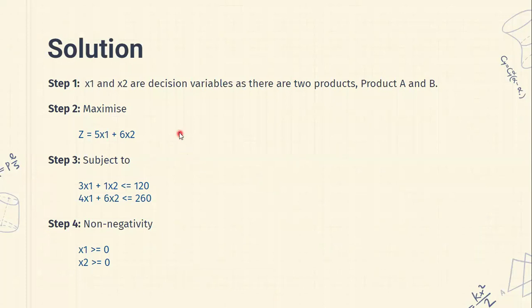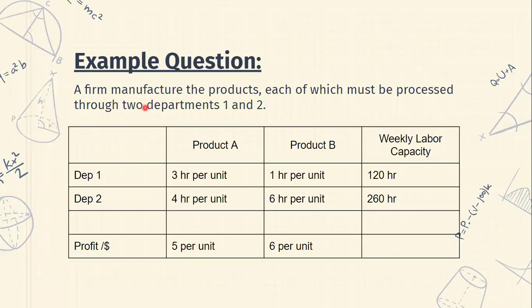Step number one is that you read the question thoroughly and identify the decision variables. As you can see, we came up with two decision variables, x1 and x2, that represent product A and product B. So product A and product B are your decision variables that depend on the profit. So we named product A as x1 and we named product B as x2.